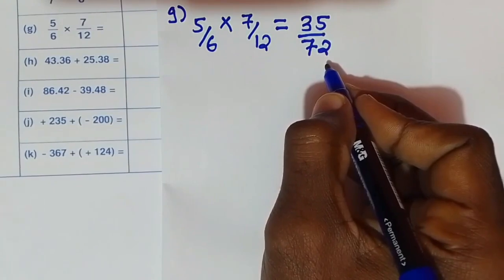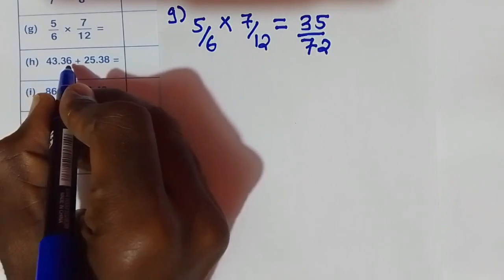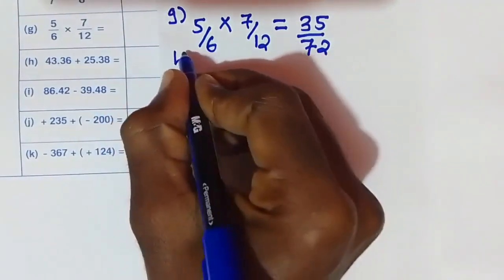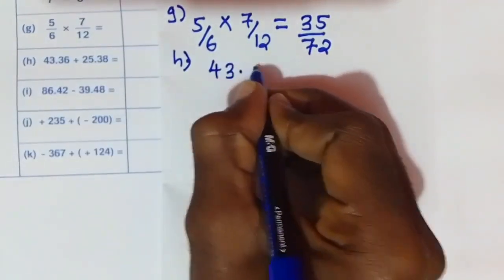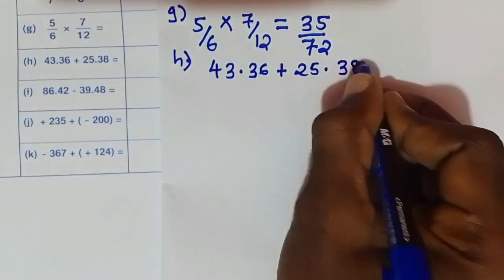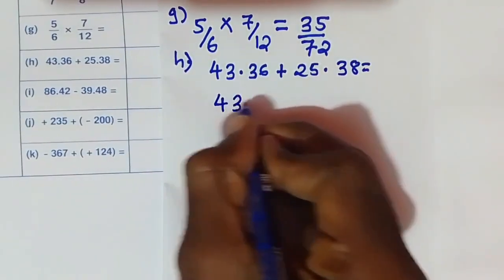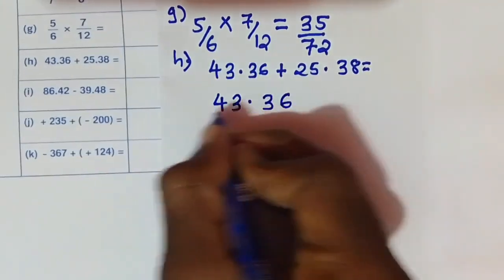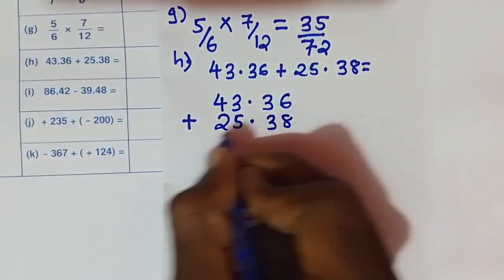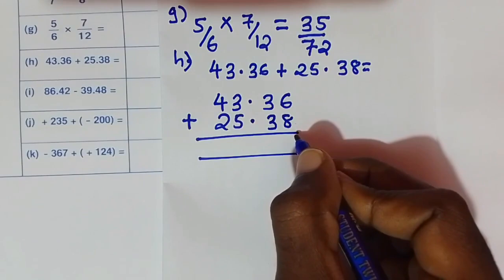Let us go and do H. It is a decimal question. They gave us 43.36 plus 25.38. Let us put into vertical. That is going to be 43.36 plus 25.38. Here we need to be very, very clear with the decimal alignment.